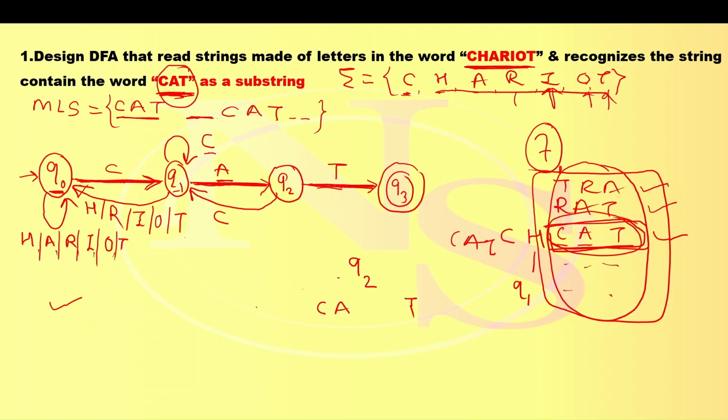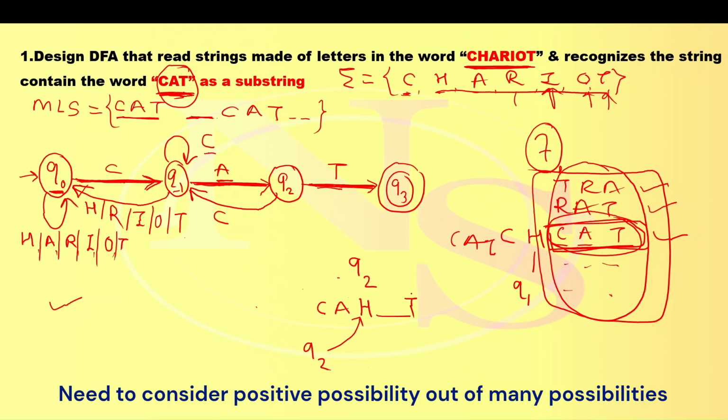By reading T, now from Q2 there is a transition for T as well as for C. What's remaining? Remaining is H. Is this a valid string? No. At this moment it's not valid. But we don't know after reading this H, if Q2 is reading H, what will come next. There are 7 symbols, and there are many more possibilities of these 7 symbols. Out of this, one of the possibilities is valid, and we need to consider that valid possibility.